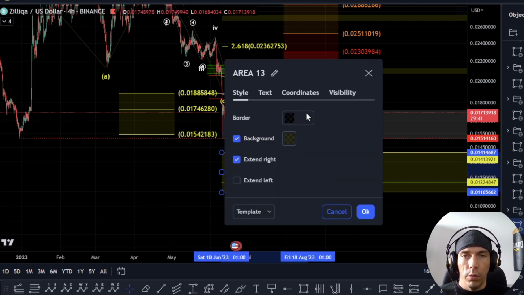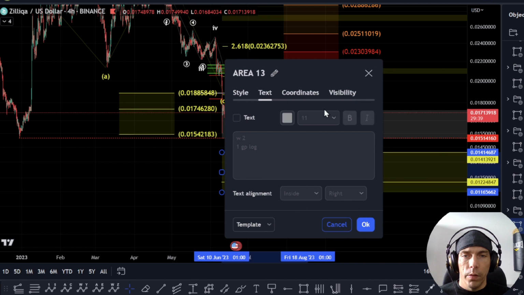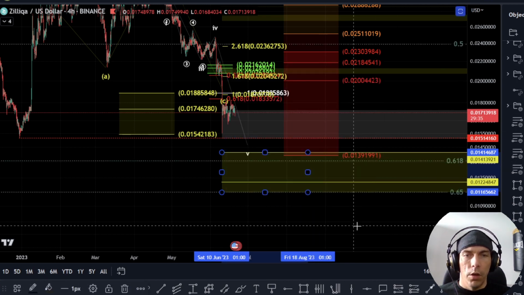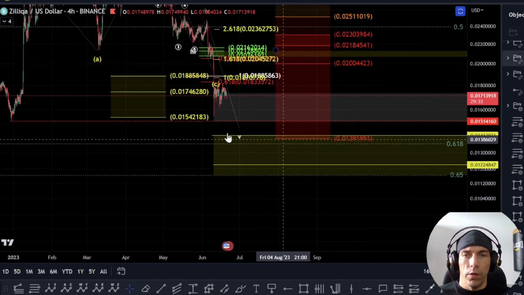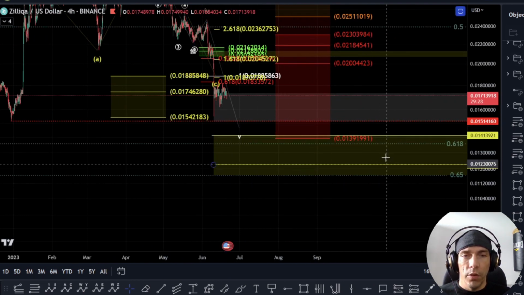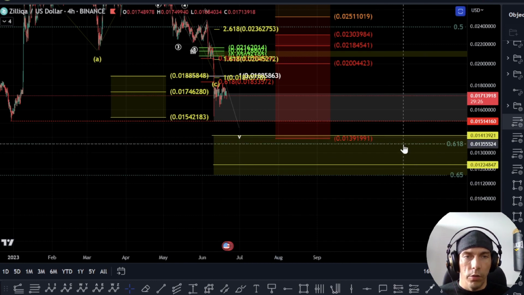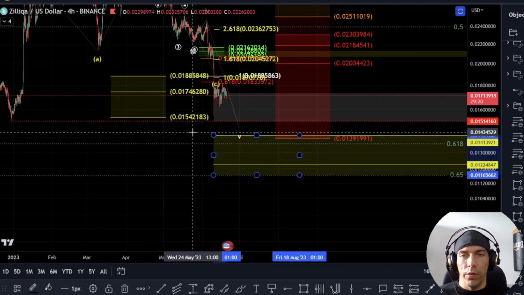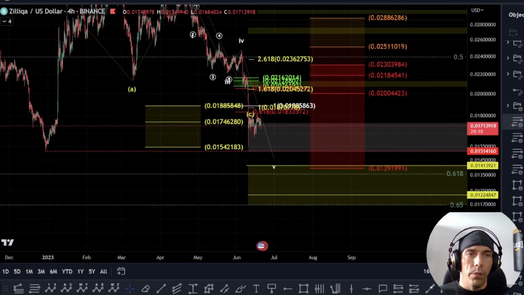Now, within this as well, if I turn on this fib retracement, we can see that we do have a 0.618, which is sitting here towards this 0.1355 as well. So I'm going to be keeping an eye on this. If we do see price push down into these levels, that could be potential targets for that structure.